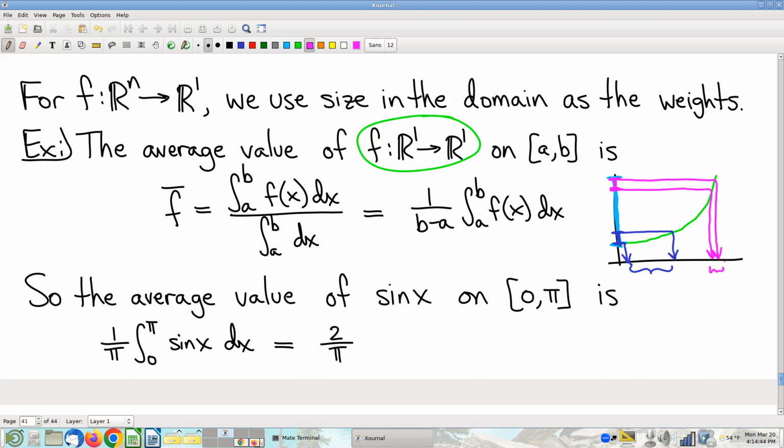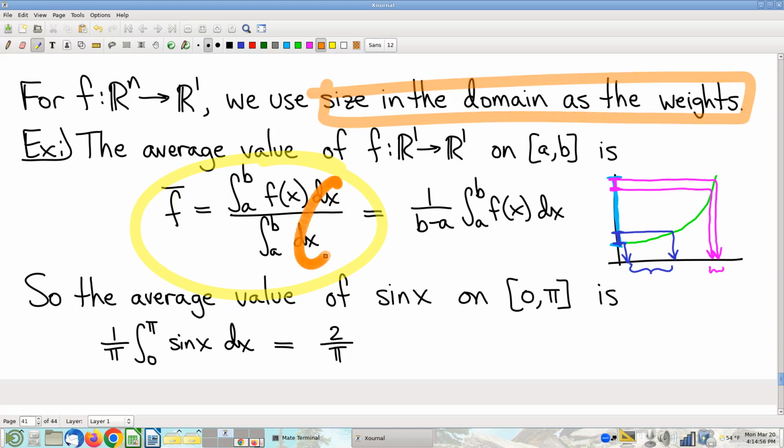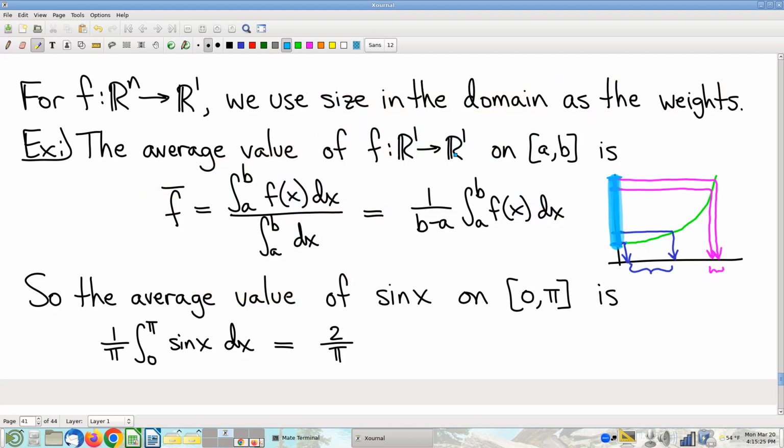So altogether, weighting by size in the domain, I claim that that's what this expression here does. It weights by size in the domain, dx. And the values that we're averaging are the values of the function itself, all of these values. Those are the numbers that we're averaging, weighted by size in the domain. And that gives us this expression right here. Sure, it's an integral instead of a summation, because there's a continuum of different values here, but it's the same concept as a weighted average. Okay, so we can compute.